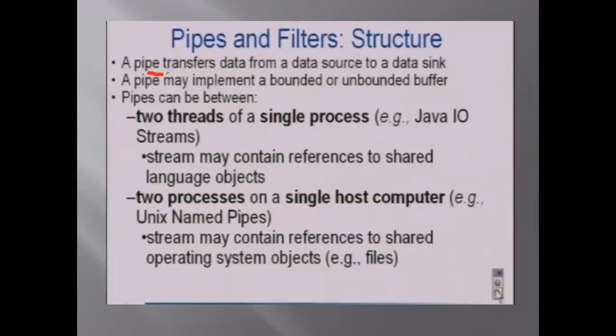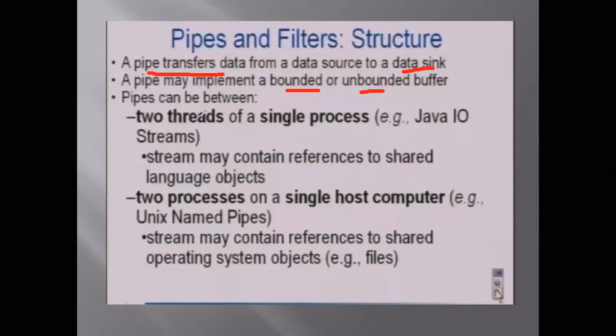A pipe transfers data from a data source to a data sink, right? The main task of a pipe is to transfer the data. So a pipe will not do any kind of computation or processing. The processing job is done by the filter. The role of the pipe is to transfer the data and to have a buffer. As we can see here, pipes can have a bounded buffer or an unbounded buffer. It can be limited or limitless. It depends on the application and what specifications we have.